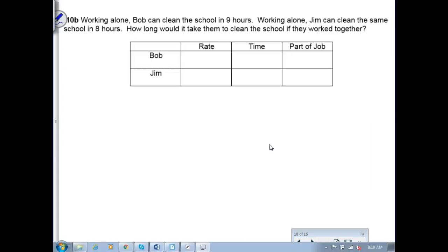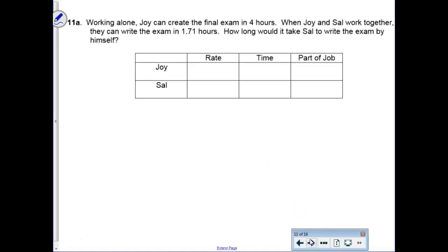Alright, so I'll leave 10b for you guys to do, but if you look at 11a, this is the other type of chart problem you're going to see, where I tell you how long it takes one of the people to work if they are doing the job by themselves, and then we tell you how long it takes when they work together, and your job is to find out how long it takes that second person if they were to work alone. So for Joy, she finishes the exam in 4 hours, so her rate is 1 over 4. But they don't tell me Sale, and in fact that's the question, so we're going to call Sale 1 over x.